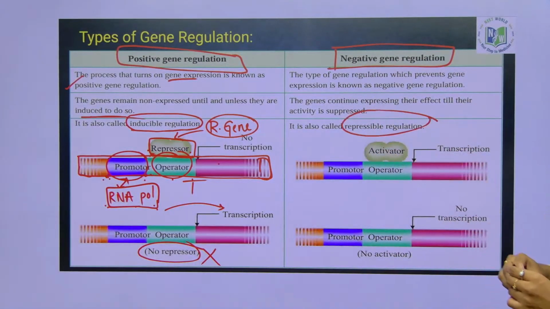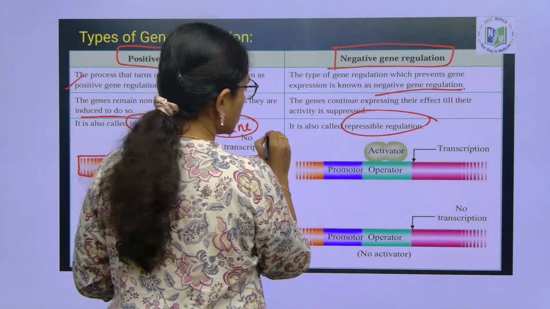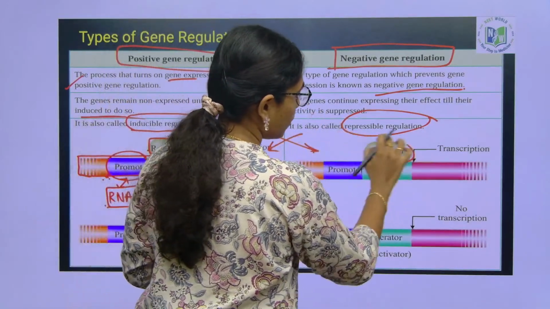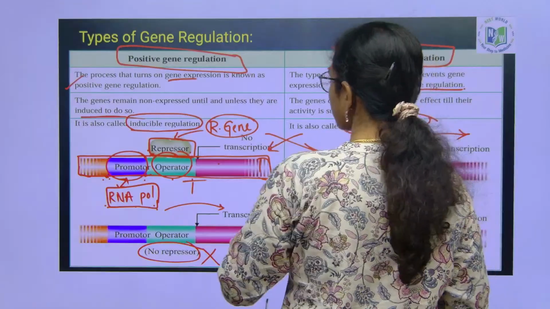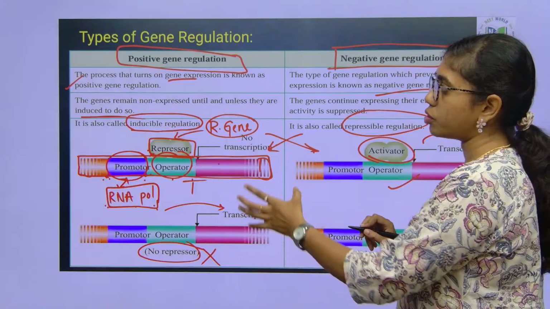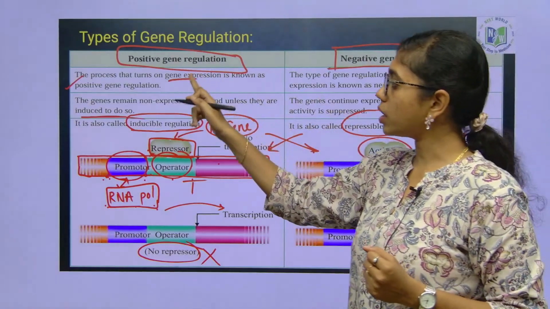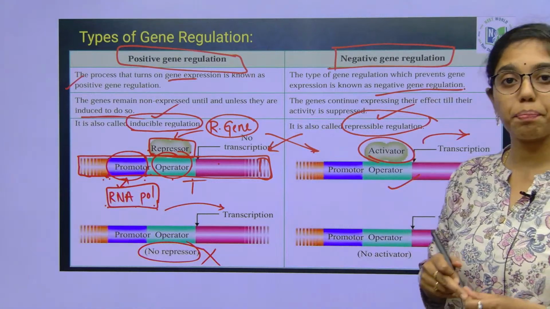This is called what? Repressible gene expression. This type of gene regulation will prevent the gene expression, which is known as negative gene expression. Here can you see these diagrams are vice versa. Here the activator is binding to the operator region and this promotes the transcription. If a repressor is binding to the operator region, this will inhibit the process of transcription. So, likewise we have positive gene regulation and negative gene regulation. Positive gene regulation is known as inducible regulation, negative gene regulation is known as repressible regulation.